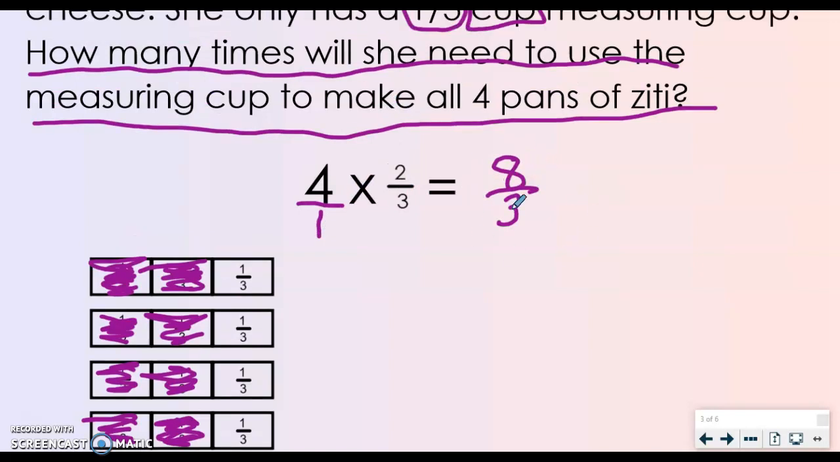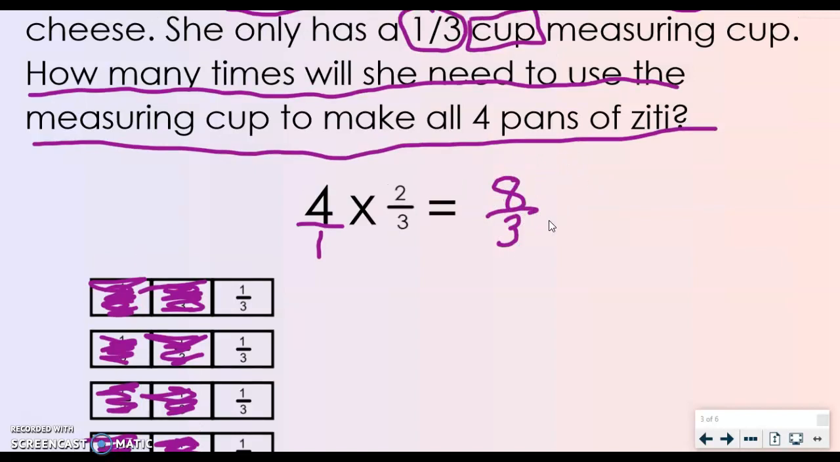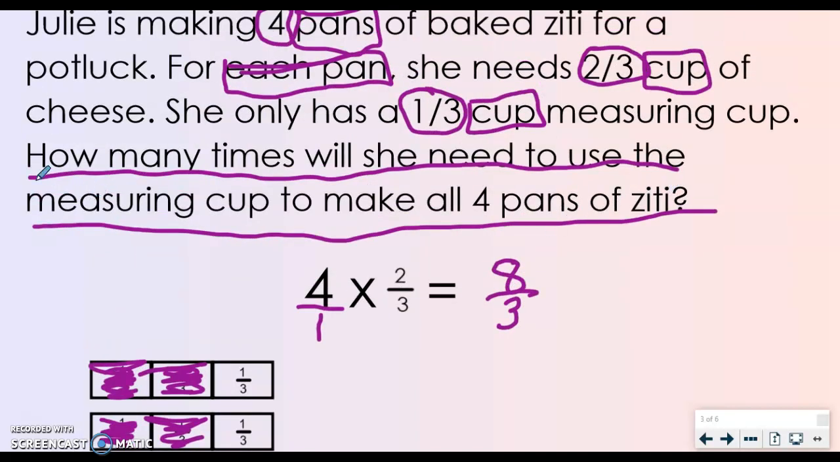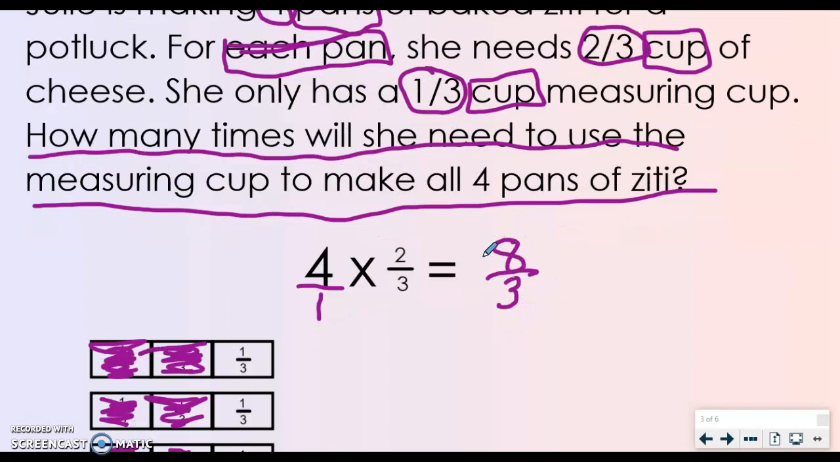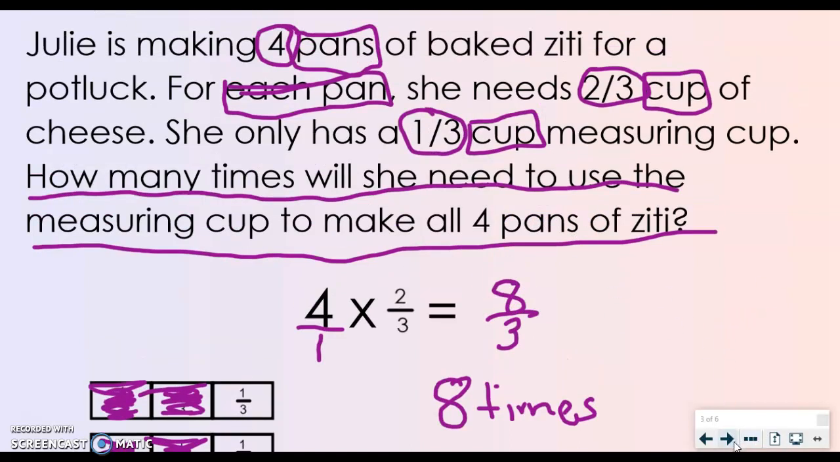Now, even though this is an improper fraction, we don't have to convert it into a mixed number, because if we go back to our question, how many times will she need to use the measuring cup? We actually want to leave it as an improper fraction because our answer is going to be our numerator. So she is going to have to fill that cup 8 times in order to have enough cheese to make all 4 pans of her baked ziti. All right, so let's go ahead and practice some other ones.